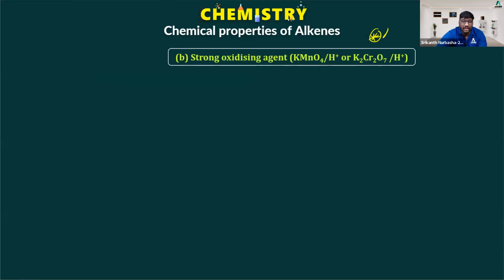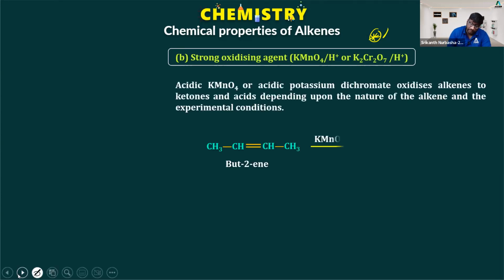But acidic KMnO4 or acidic potassium dichromate oxidizes alkenes to the respective ketones as well as acids, depending upon the nature of the alkene. If I take an alkene like CH3-CH=CH-CH3, you will have cleavage of the carbon-carbon sigma bond as well as the pi bond. First, similar to ozonolysis, you will get CH3-C=O-H and CH3-C=O-H. You have to write the products.